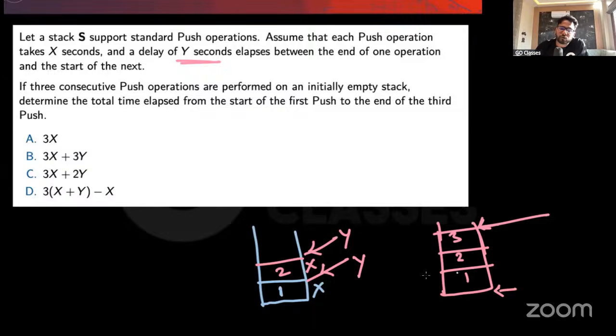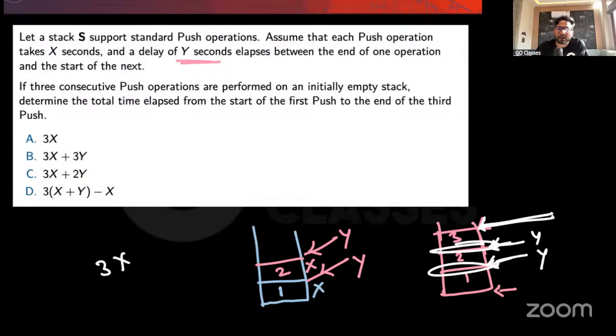Three pushes you are anyway doing, so 3x. Now there's an elapsed time in between, of 2 intervals. The end of the push is here. After that you will have a wait time, but they are not asking what happens after that. They're just asking, immediately after the end of the push, what is the total time you have taken? So 2y, because there's an interval of y each, and then 3x. So 3x plus 2y is the correct answer here.